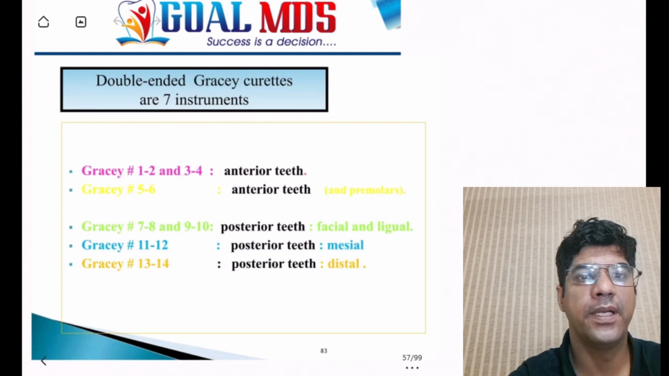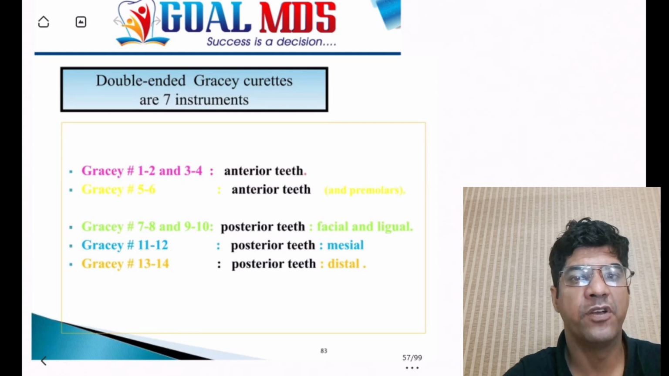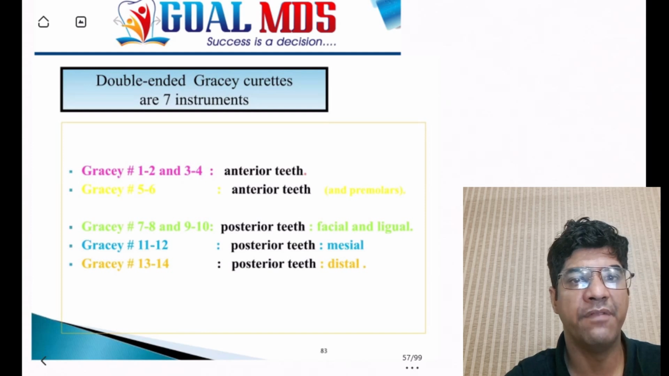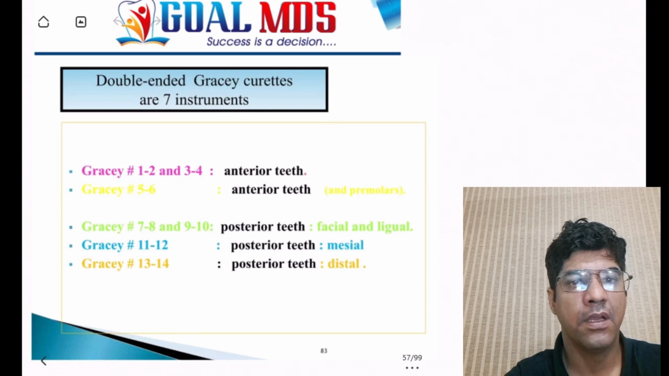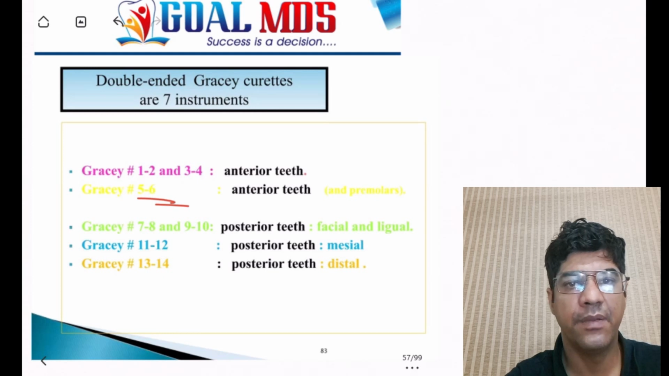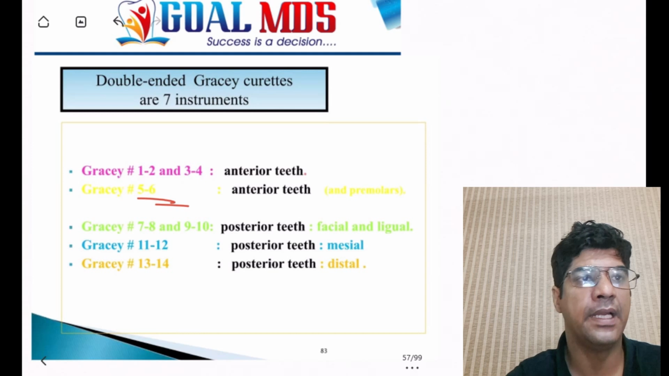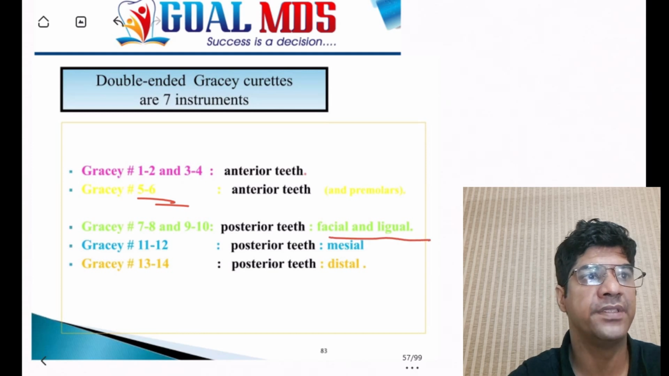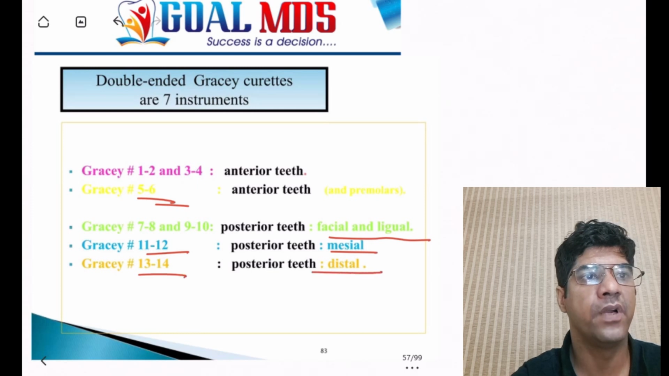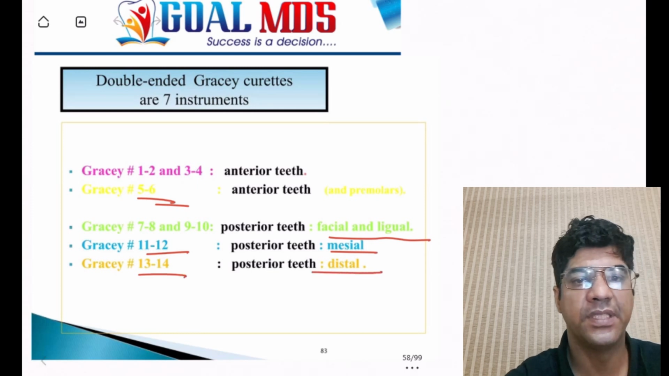Now the Gracie curettes are designed for specific areas of the mouth. Numbers 1, 2, 3, 4 are used for scaling on anterior teeth. For anterior teeth and premolars, 5, 6 is designed. 7, 8, 9, 10 are designed for the posterior teeth and can be used on facial and lingual surfaces. Gracie 11, 12 are for the posterior teeth, mesial surface; 13, 14 are for the posterior teeth, distal surface.